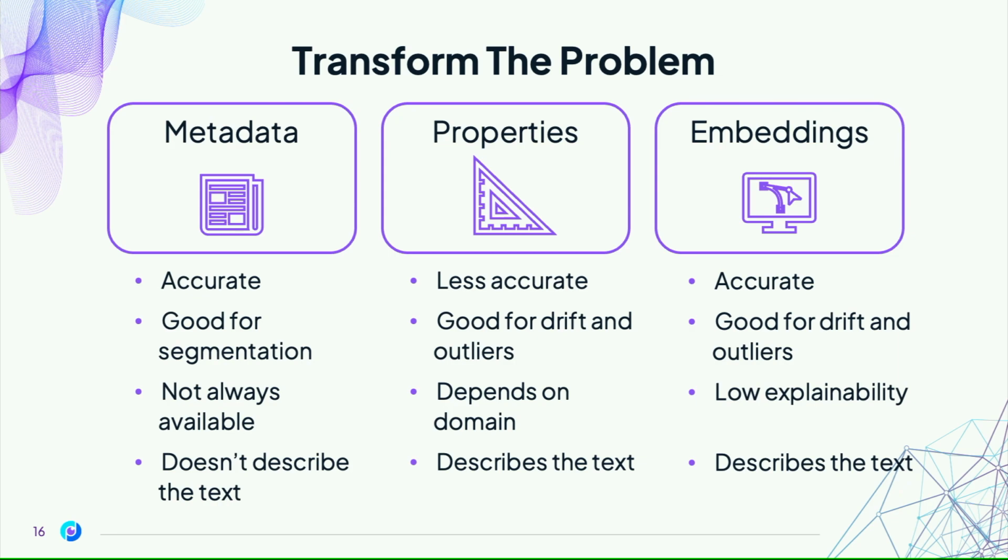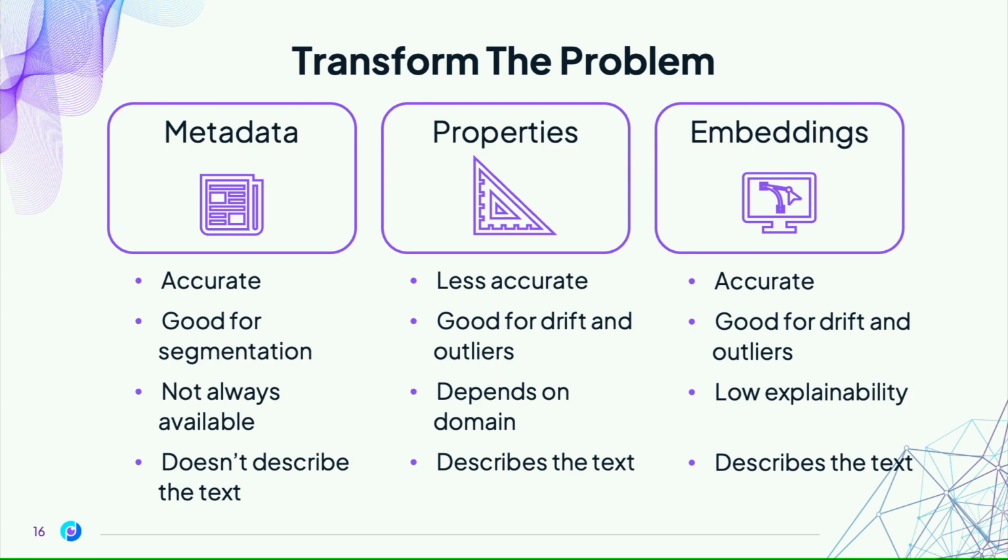the advantages and disadvantages of each method. Metadata is really good for segmentation and tells us about the population dynamics of our text. But it doesn't tell us anything about the text itself, and it's not always available. Properties, on the other hand, are always available. We can always extract them, and they talk about the text itself, and they're explainable, but they're not exhaustive. The drift could happen in a dimension not covered by your properties. Finally, embeddings are more exhaustive. Usually, embeddings cover a lot of different underlying properties of the text, and they're very good for detecting drift and outliers. The biggest disadvantage is that embeddings are not very explainable.